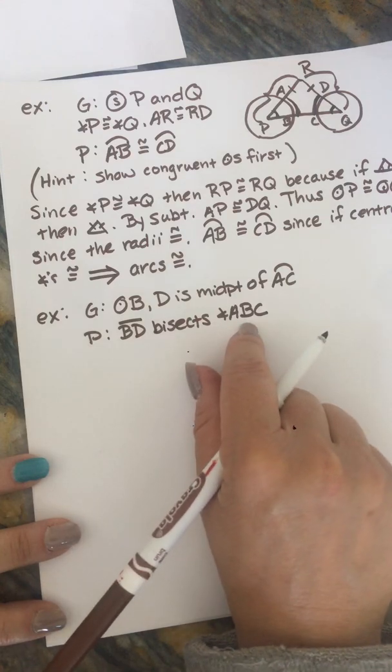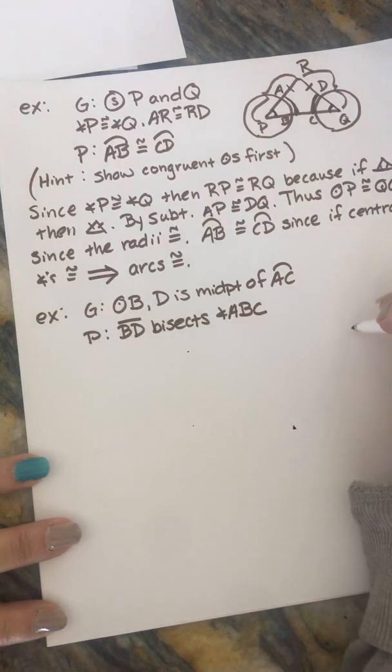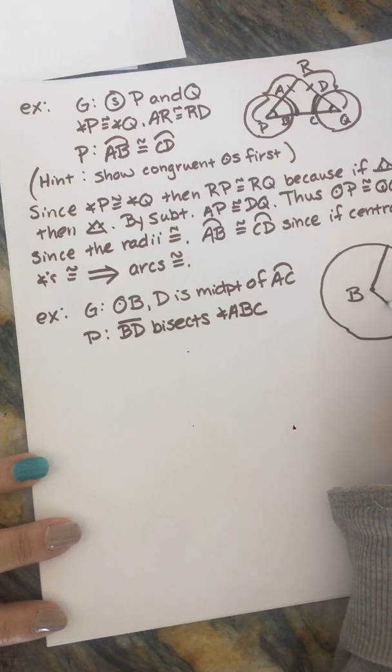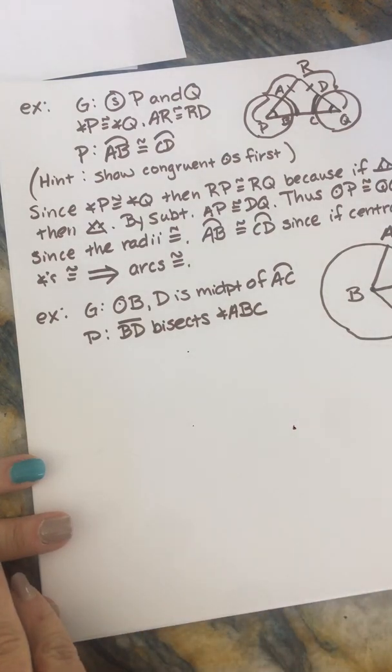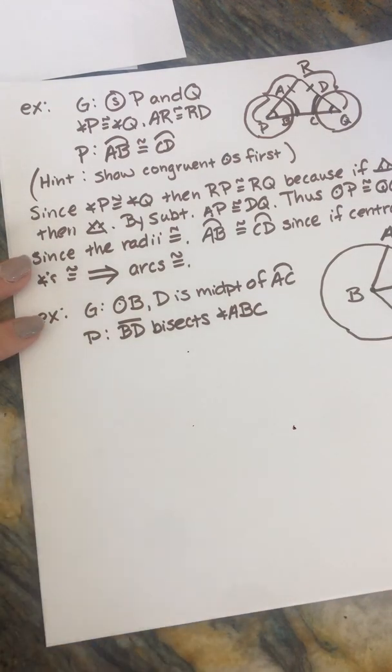What does an angle bisector do? Cuts it into two congruent angles. So keep that in mind. We're going to have to show two congruent angles. Here's our picture. This is circle B, and here is A, D, and C. There's our picture. All right, D is the midpoint of this arc. Well, where is a midpoint located, people? In the middle. So what do we know about AD and DC? They're going to be congruent, right?